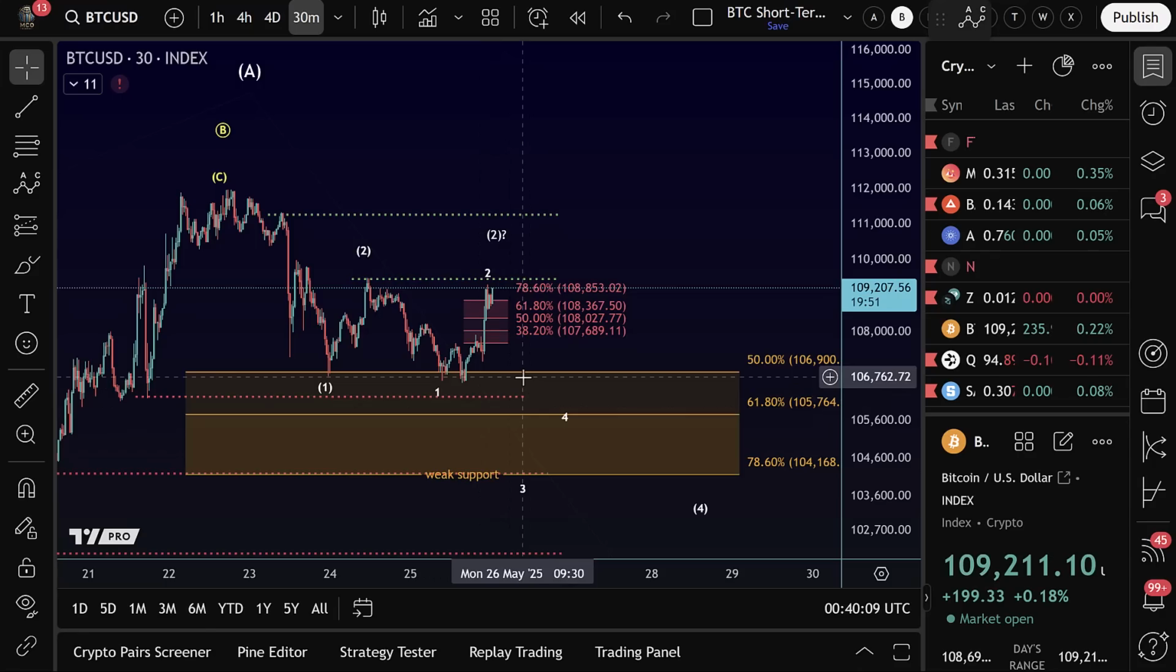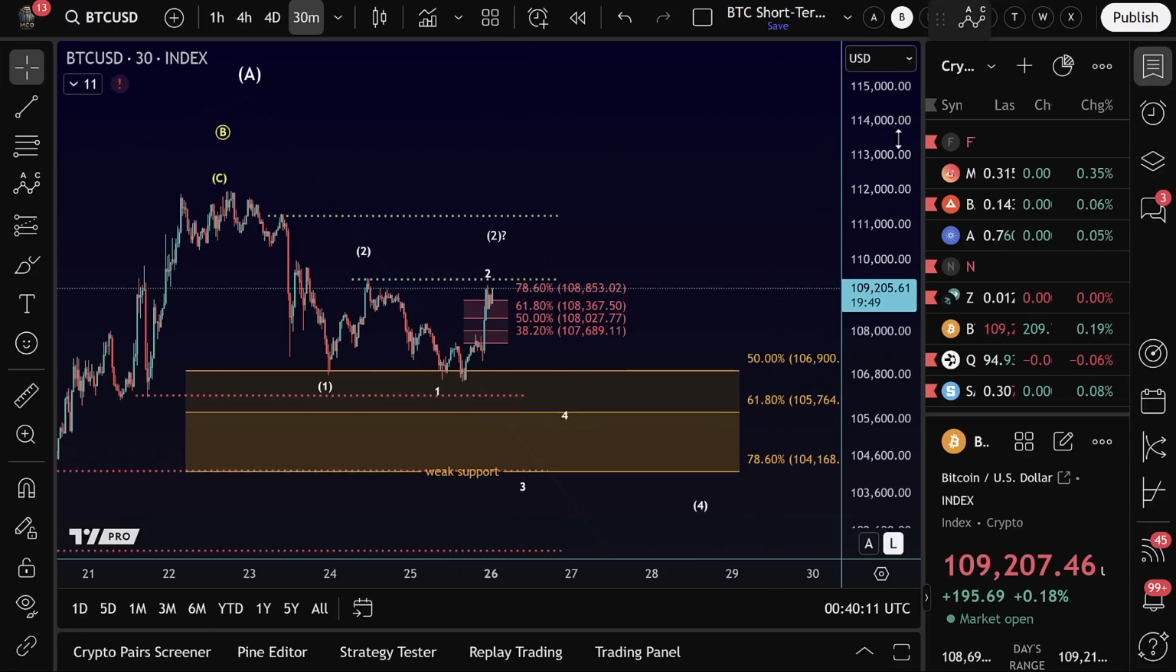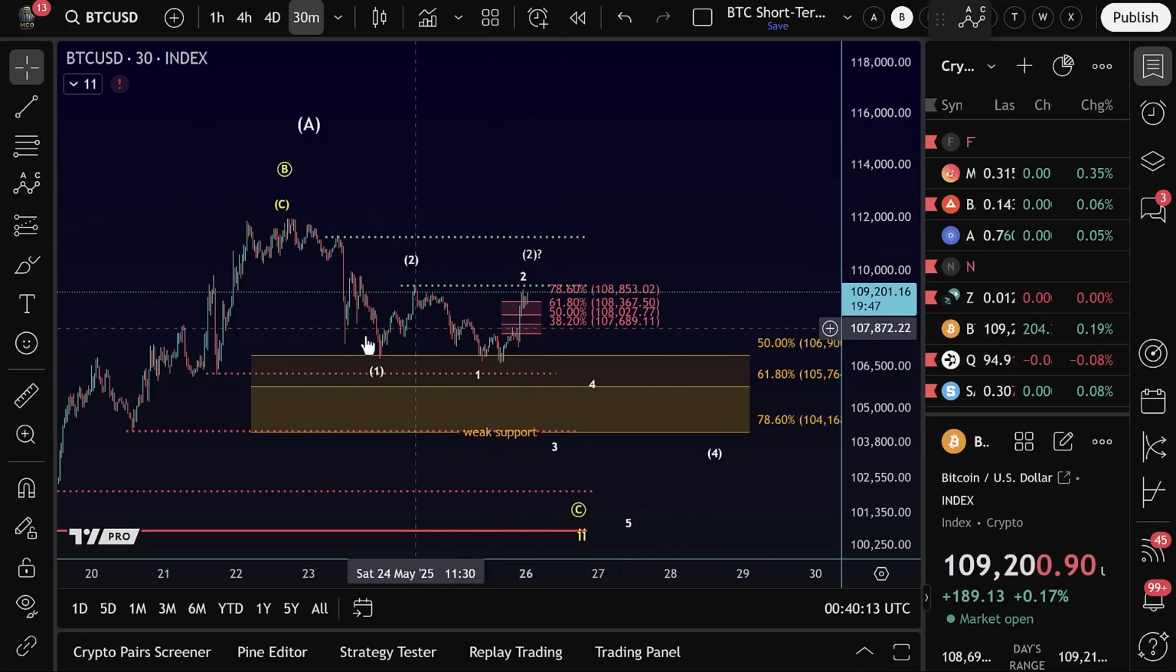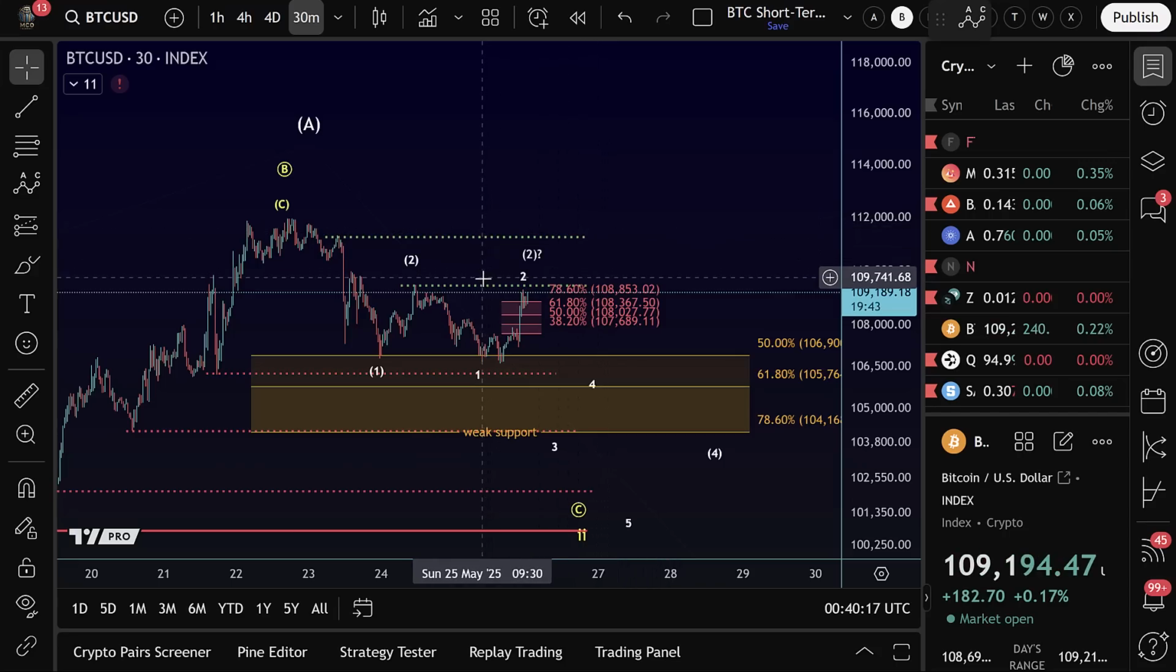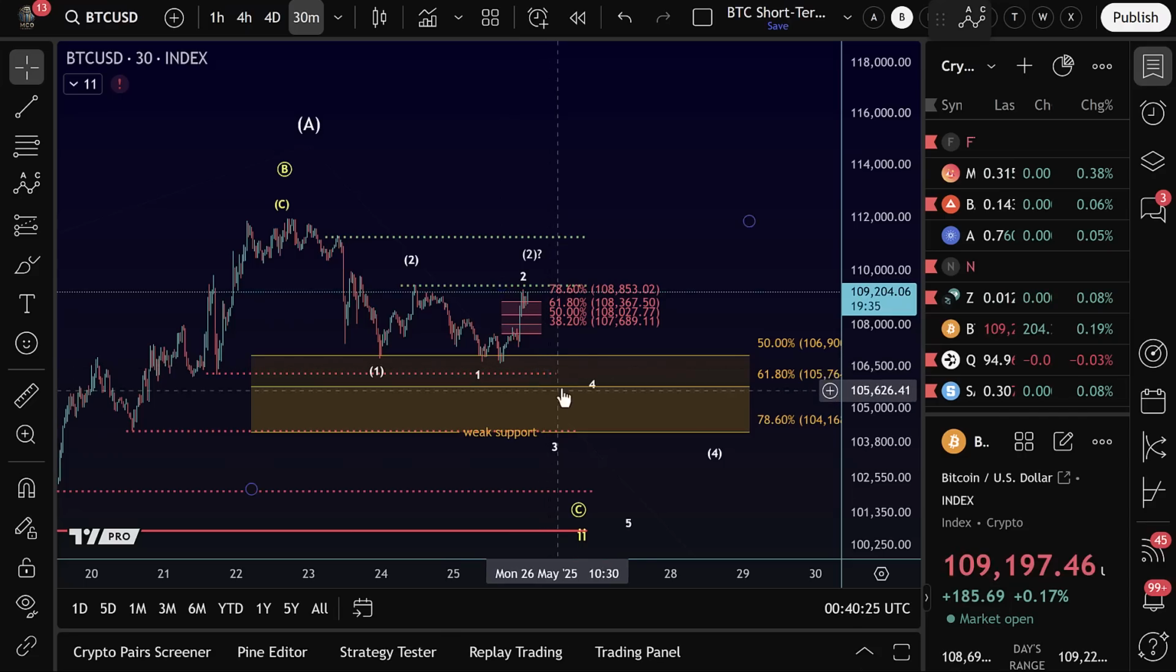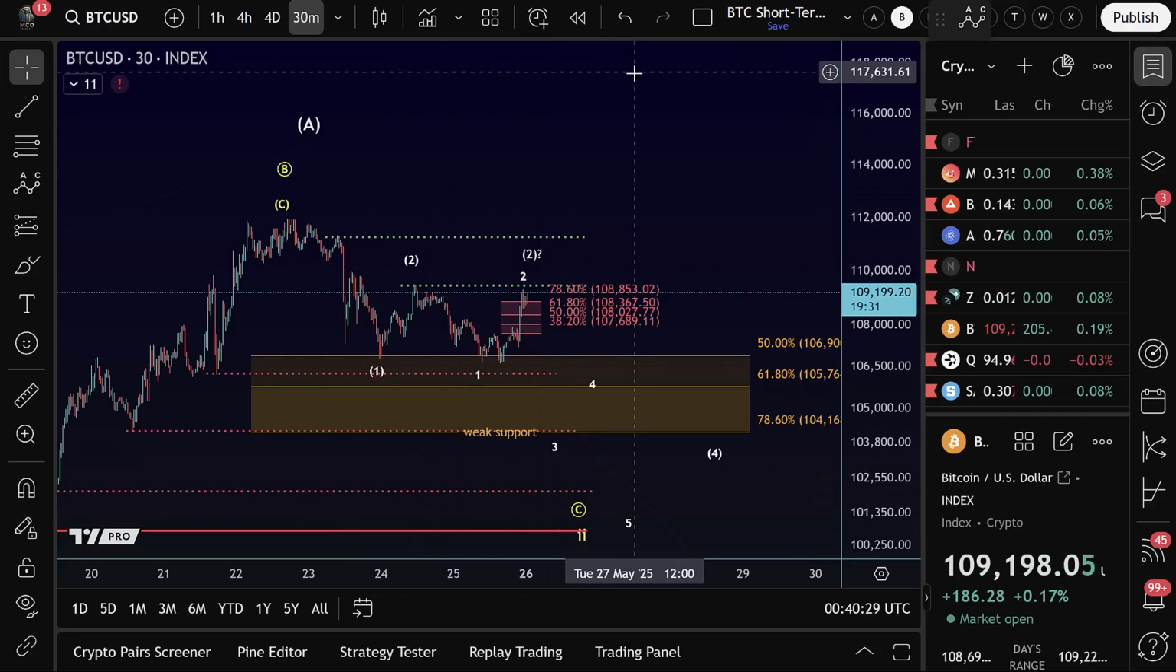So for now, it's just chopping around here, and we might see a little bit of a shake-up over the Asia session. It takes a break below 106,550 to suggest the downtrend is continuing. That's the update on Bitcoin.